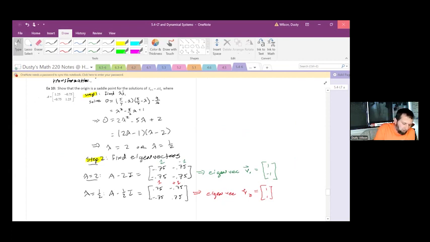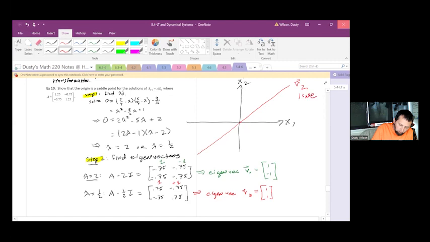So now we should be able to combine all of this information. We have our normal grid. Here's our x1. Here's our x2. And then we're going to graph these two trajectories. One trajectory is along the v2 line, going both directions towards infinity. In this case, the lambda is a half. Since our lambda is between 0 and 1, we know that we're going to be going towards the origin.